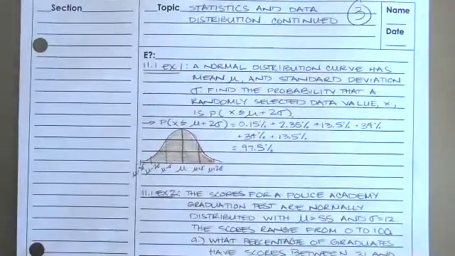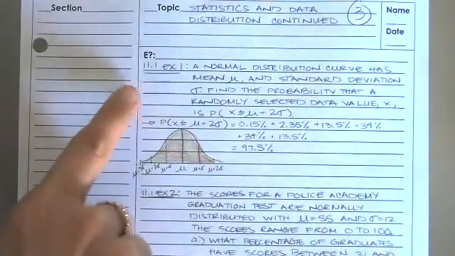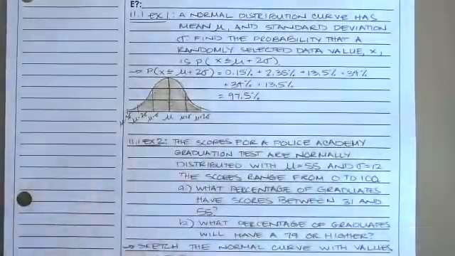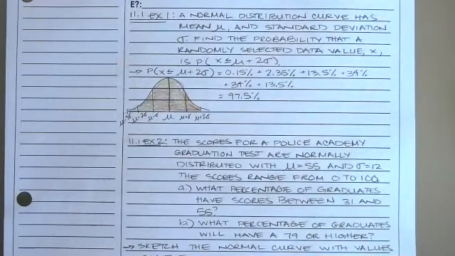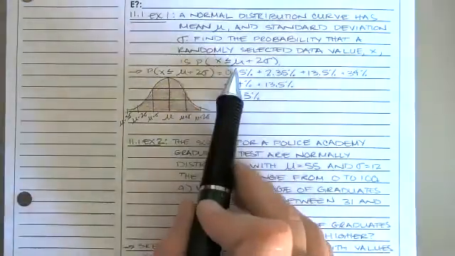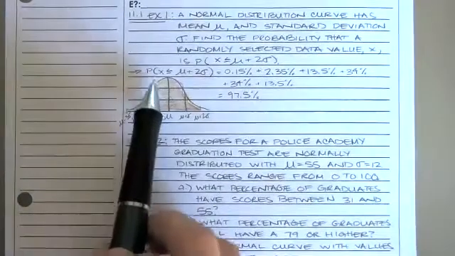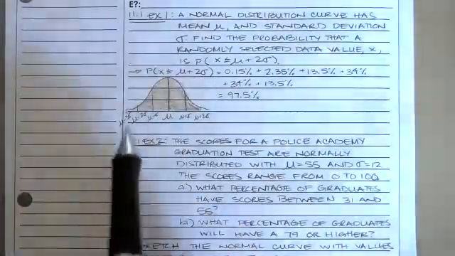Here's page 3. And this is example 1 from our textbook. It says a normal distribution curve has mean mu and standard deviation sigma. Find the probability that a randomly selected data value x is less than or equal to mu plus 2 sigma. So here's what we're trying to find. I drew a sketch.